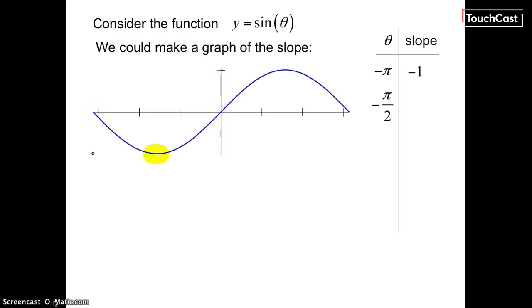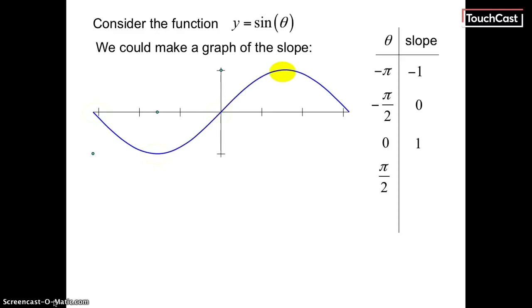At x equals negative pi over 2, my function flattens out for a second. So right there, the tangent is horizontal, the slope is 0. I'm going to graph negative pi over 2 comma 0. At 0, 0, if I tried to find the slope, I'd find the slope is equal to 1. So I'll graph 0 comma 1.